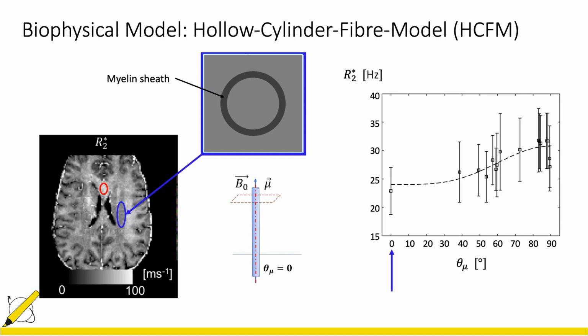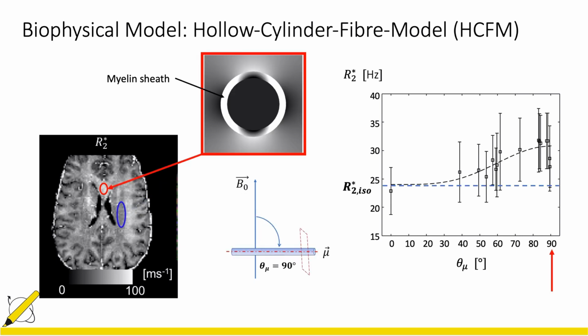We use this condition to define R2 star iso, the isotropic part of R2 star. For perpendicular fibers, distortions are strongest, and correspondingly R2 star reaches a maximum. The difference between the red and blue line corresponds to the anisotropic part of R2 star.